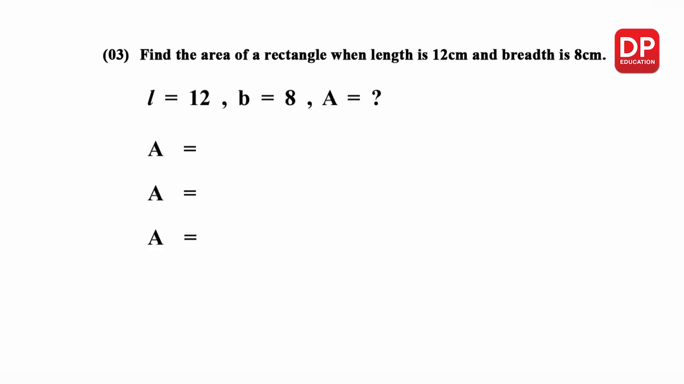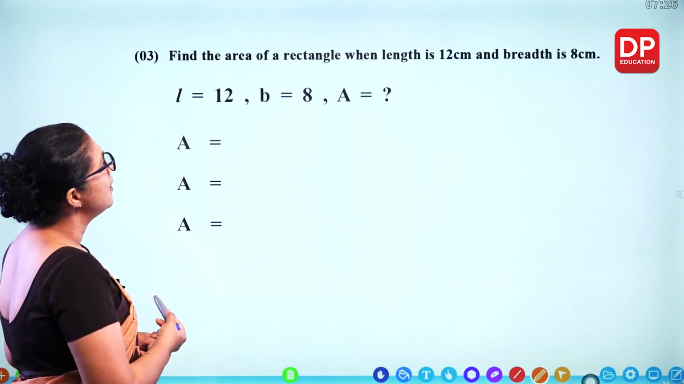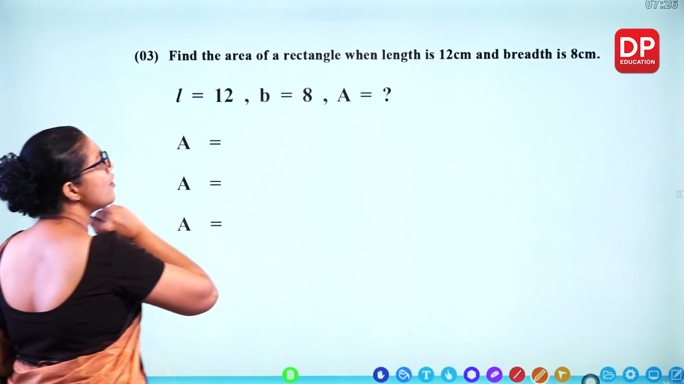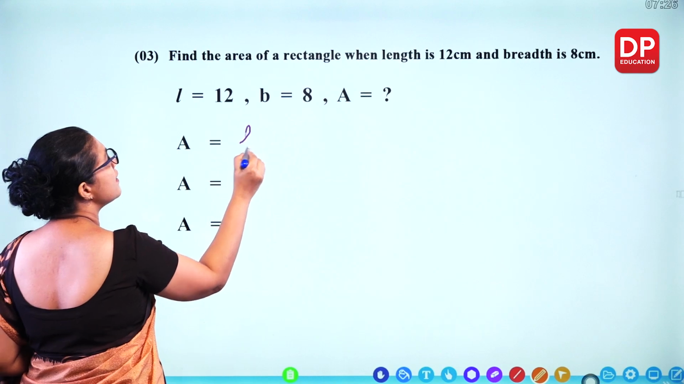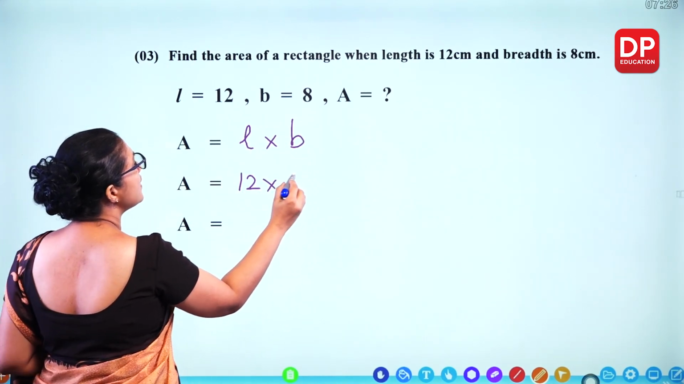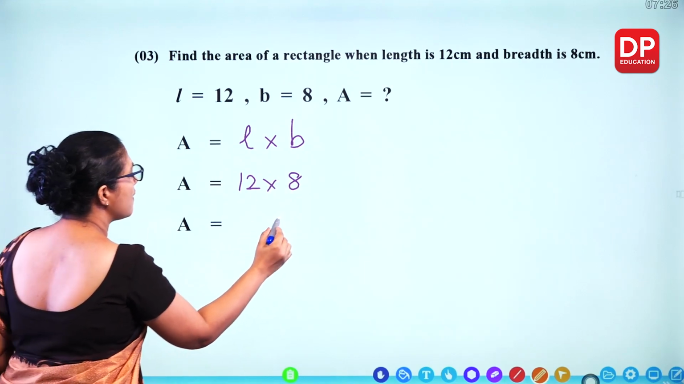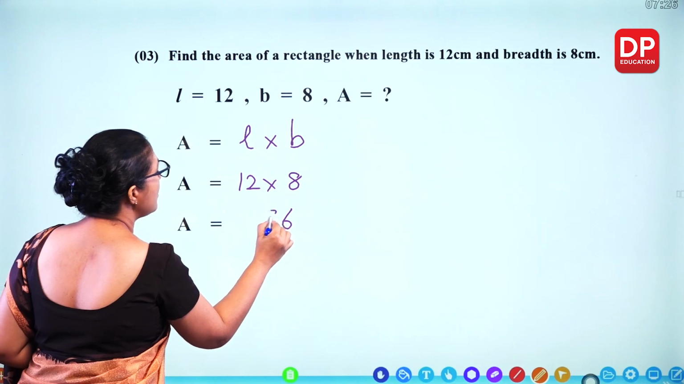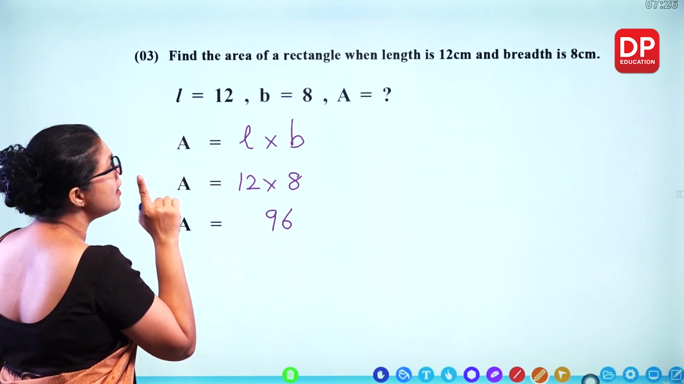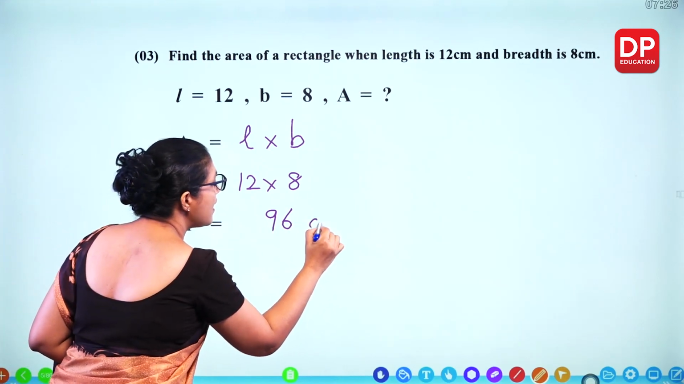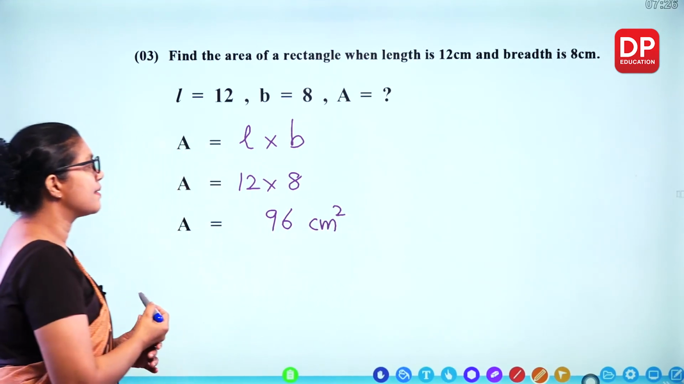Now look at this question. Find the area of a rectangle when length is 12, breadth is 8. So L, B given, you need to find out area. You can use the length into breadth formula. Length is 12, breadth is 8. 8 times 12. 8 times 2, 16. 8 times 1, 8 plus 1, 9. So what's the unit? Lengths are given in centimeters, so area is in square centimeters.